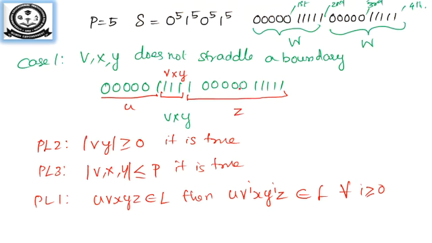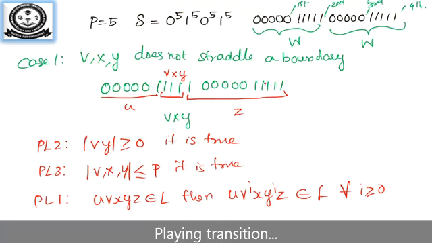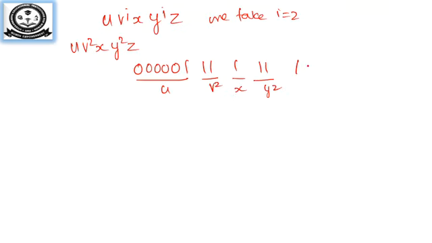1 followed by 5 zeros and 5 ones. So we will write it the same way here also. 1, 5 zeros and 5 ones. So this is z.